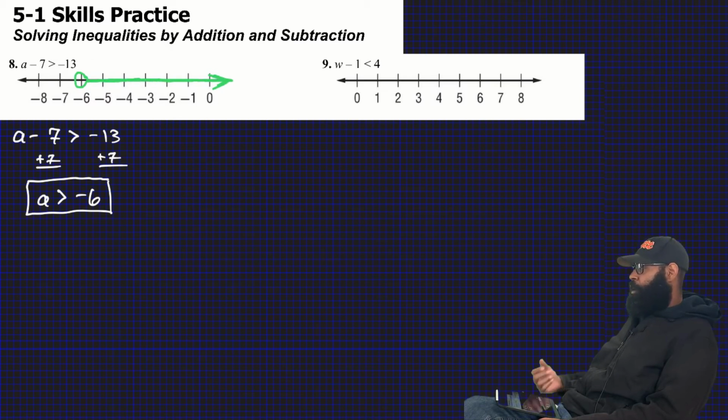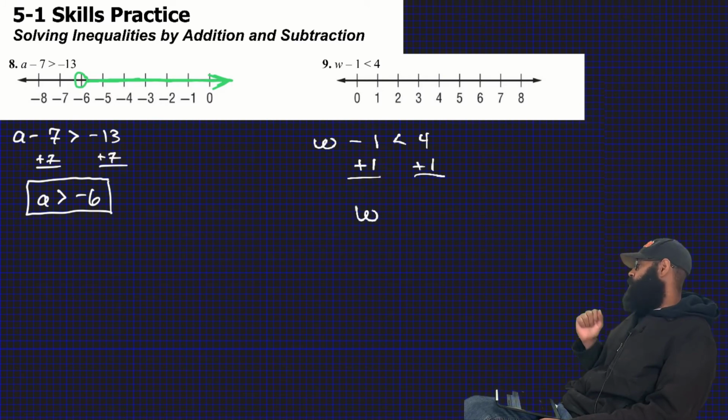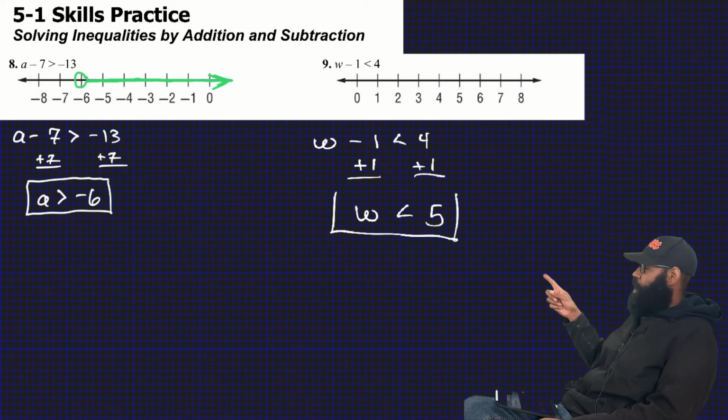And of course, this is where you and me, maybe not today, would do our check. W minus 1 is now less than 4. Add 1 to both sides. So W is less than 5. Got the same 3 questions. Is it going to be open or closed?